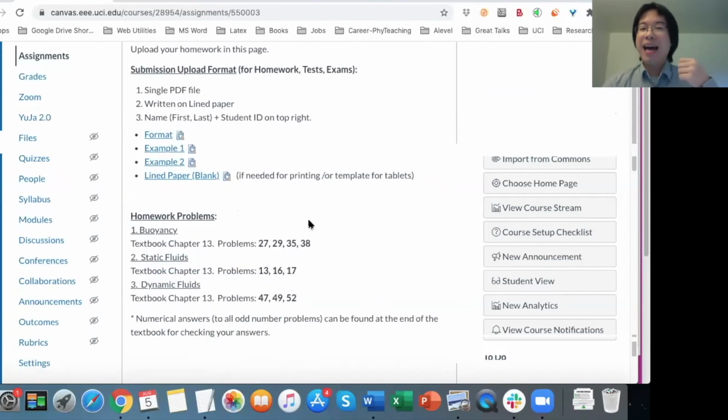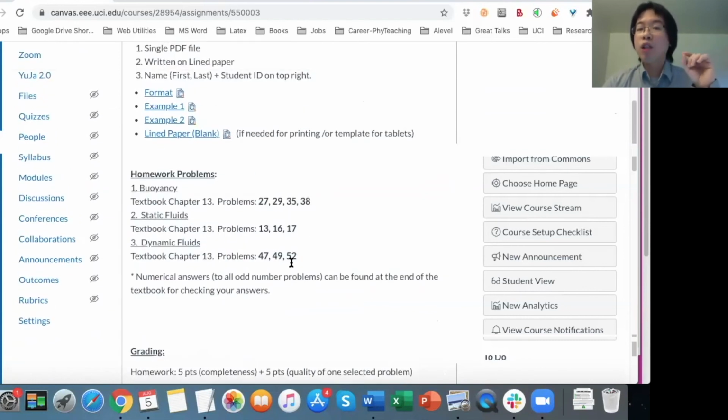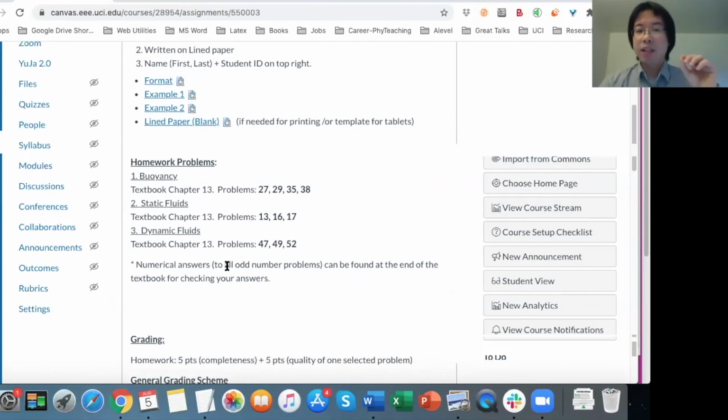And how do I make it easy for you to do that? As you can see, these are the homework problems from the textbook, and a lot of the ones I've selected are odd number problems that I think are appropriate. As you see, I think 8 out of 10 or 7 out of 10 are odd number problems. And at the end, in the appendix of your textbook, you have the numerical answers to all of the odd number problems.